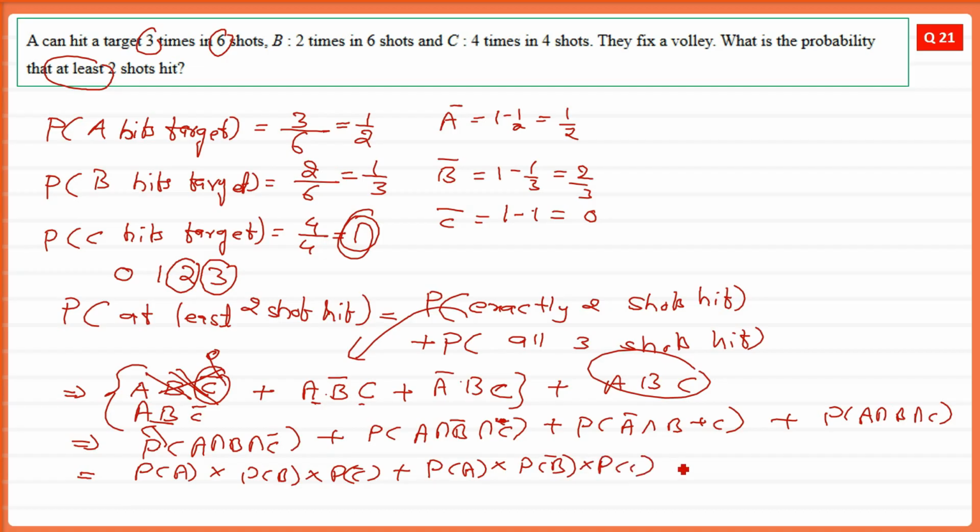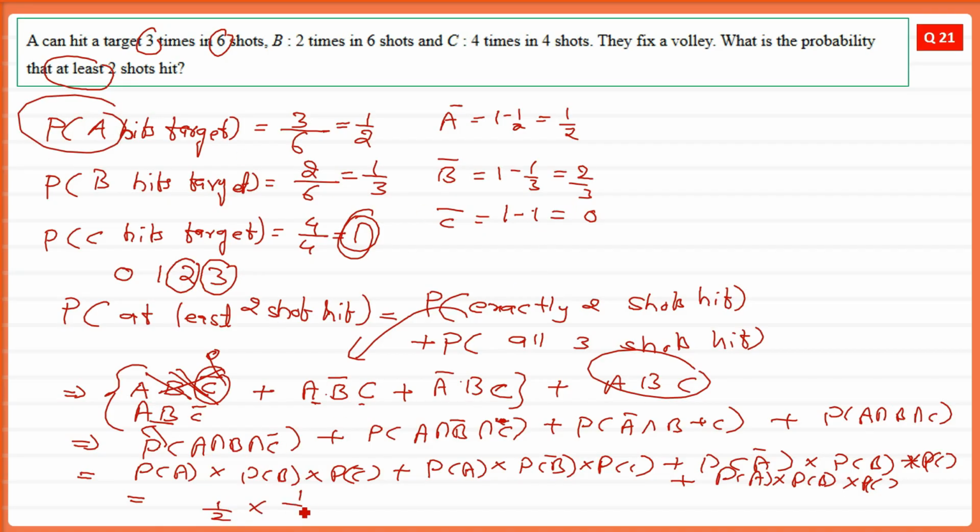This is the second one. The third one is P(A complement), P(B), multiplied by P(C). Now the final one will be all of them hitting together, P(A) into P(B) into P(C). Now let me write the values. The space is less for us, but still we'll complete it. P(A) is 1 by 2, P(B) is 1 by 3, P(C complement) is 0. That's why I was trying to cross that, but I would keep it. P(A) is 1 by 2, P(B complement) is 2 by 3, P(C) is 1. Here P(A complement) is 1 by 2, P(B) is 1 by 3, and P(C) is 1.